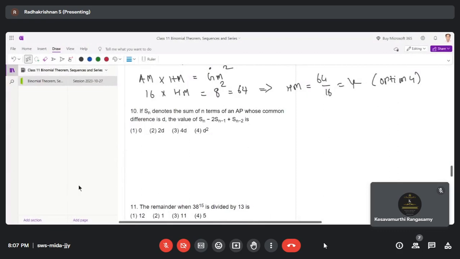Now Sn denotes the sum of n terms of an AP whose common difference is D. The value of Sn minus 2Sn minus 1 plus Sn minus 2. So we have to find the value. What is given is only D. So we have to find out all this expression. So how do you do that?